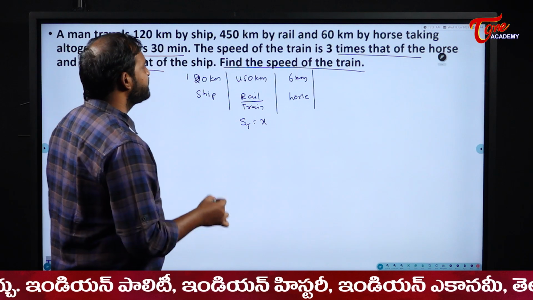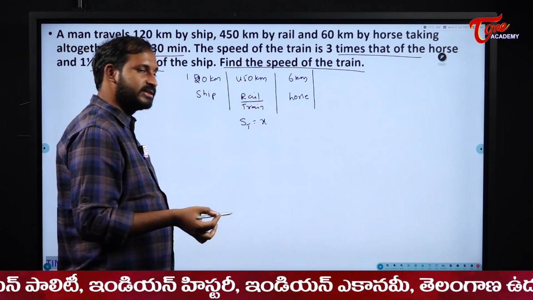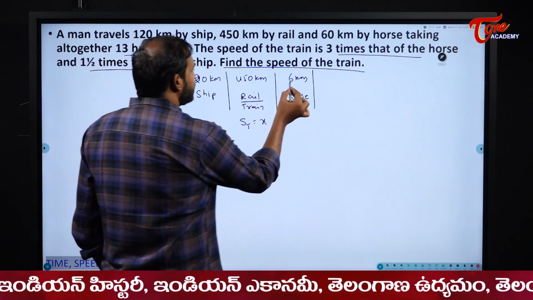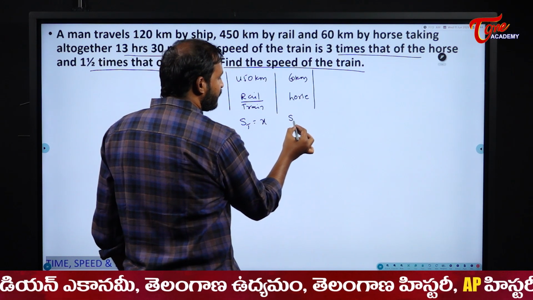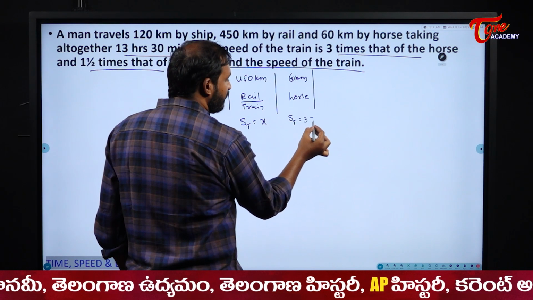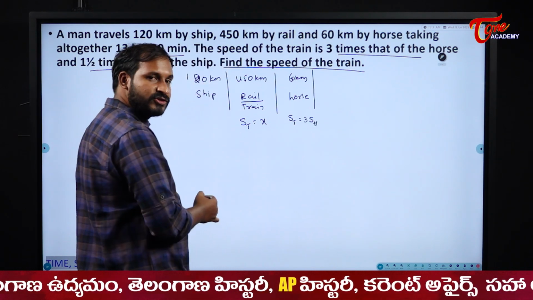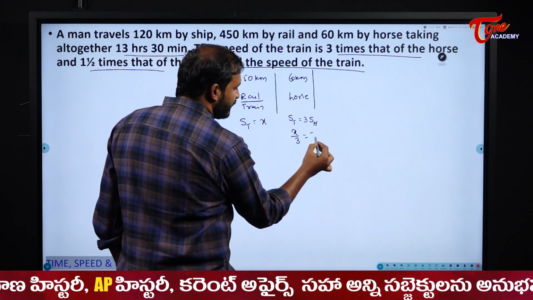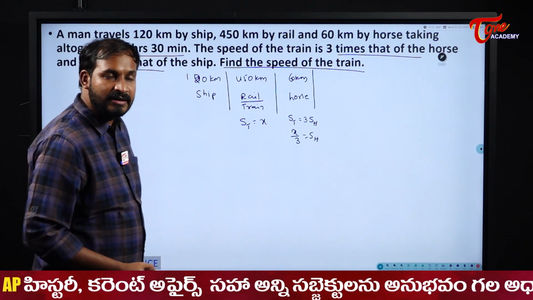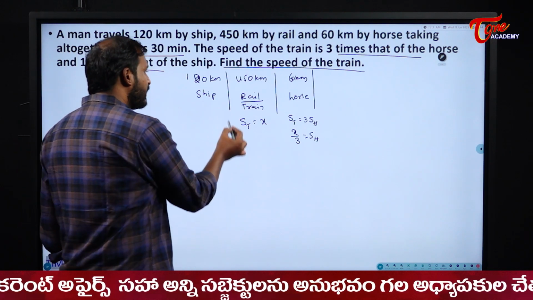They clearly said that speed of train is 3 times that of horse. So speed of train is equal to 3 times the speed of horse. Speed of train, what I assumed just now, is x. So x by 3 will become the speed of horse. Okay, next one.